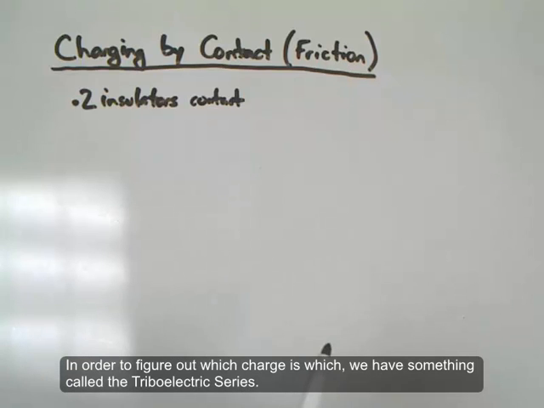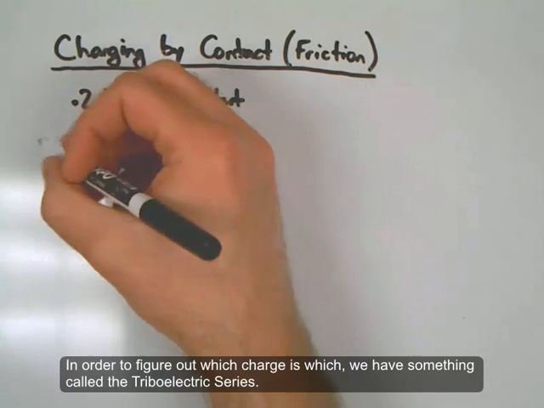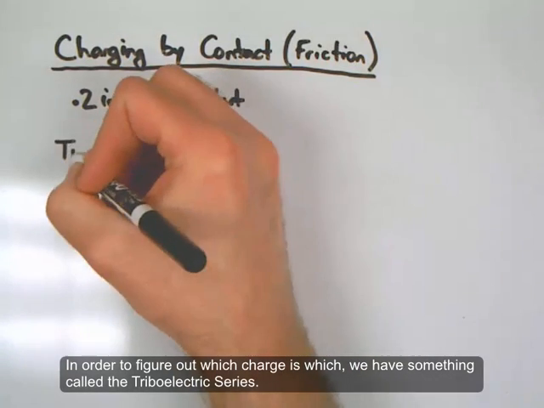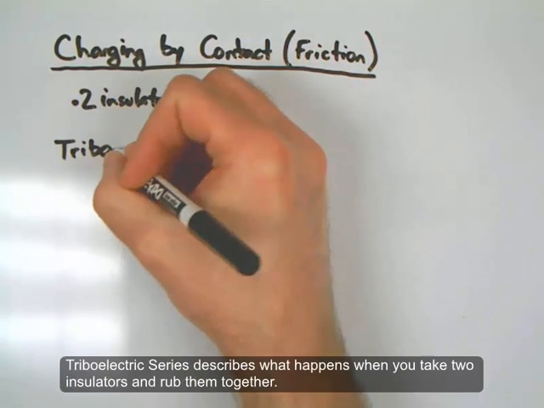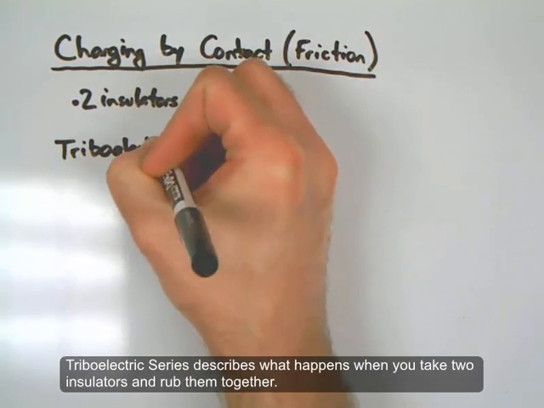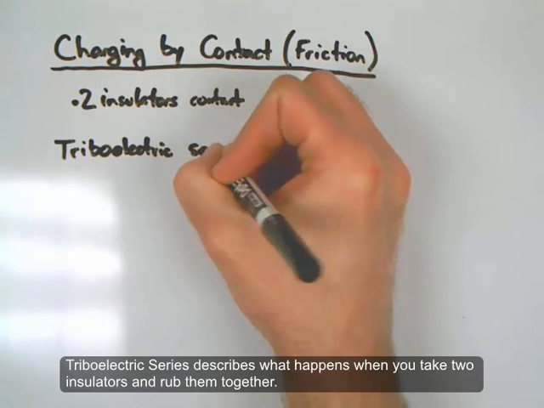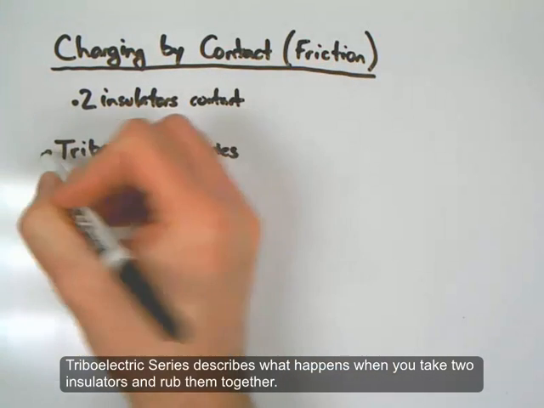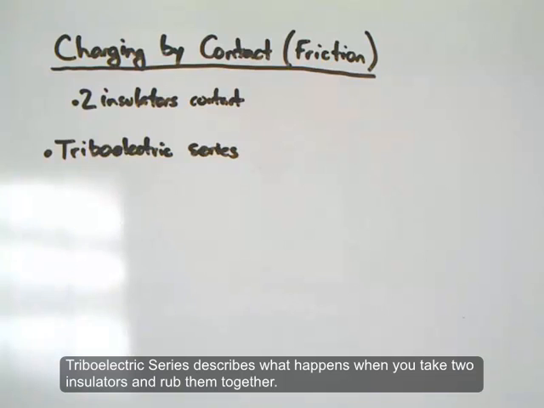In order to figure out exactly which charge is which, we have something we call the triboelectric series. The triboelectric series basically describes what happens when you take two insulators and rub them together.